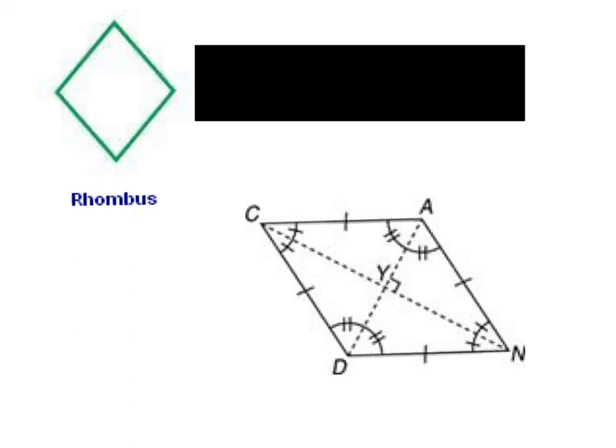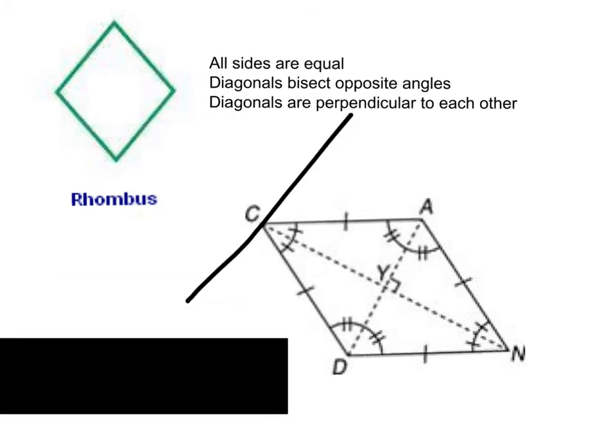A rhombus is a little bit different. A rhombus has all sides equal. The diagonals bisect opposite angles, and what we mean by that is, if you look down at this diagram here, this is what we're talking about in regards to bisecting with the diagonal. So we're cutting the angle in half. The diagonals are perpendicular to each other, so in my drawing here, you can see the right angle symbol, and they are perpendicular to each other.